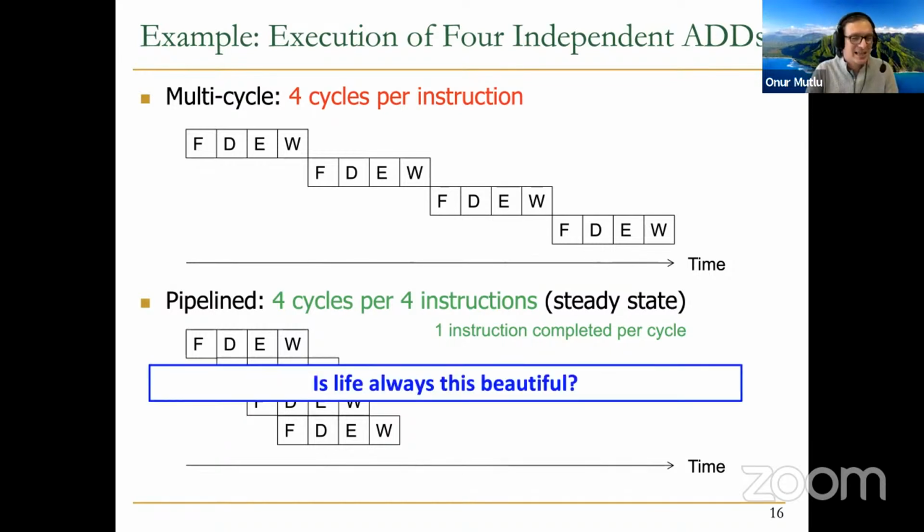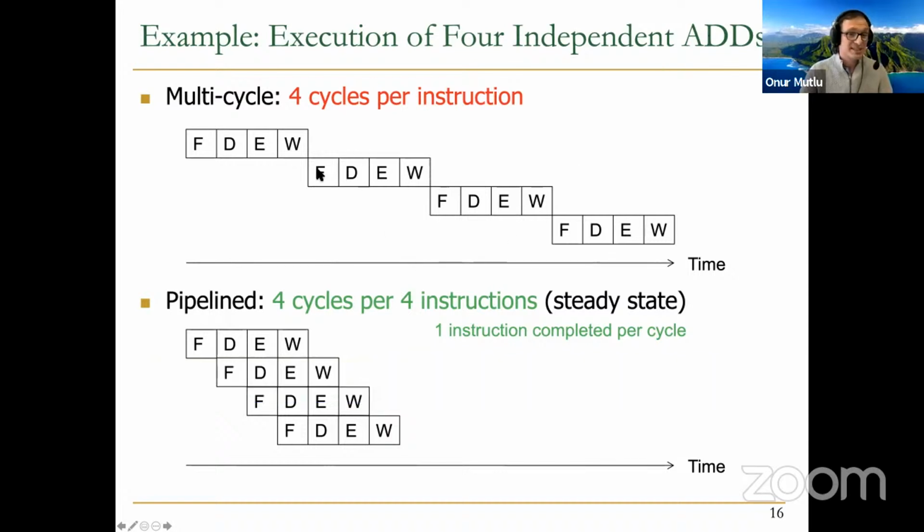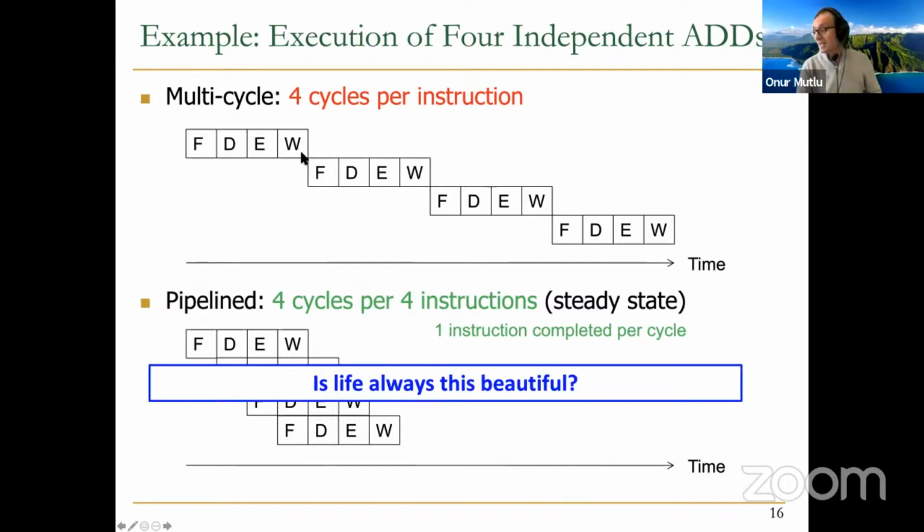The problem is life is not always this beautiful, meaning you don't always have independent adds. And the problem happens when the second add, for example, is dependent on the first add. It requires a result of the first add. How do you keep the pipeline full? And we're going to see a lot of issues like this in the pipeline and ensure that the pipeline is full and working as much as possible.